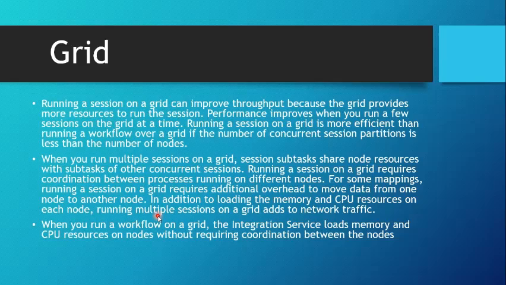Throughput means the amount of data processed, like per byte per second. There is more throughput because the grid provides more resources. Suppose we added resources, like storage disk. At that time you have more resources to run the session. Then performance improves when you run a few sessions on the grid at a time. You observe that the performance improves.